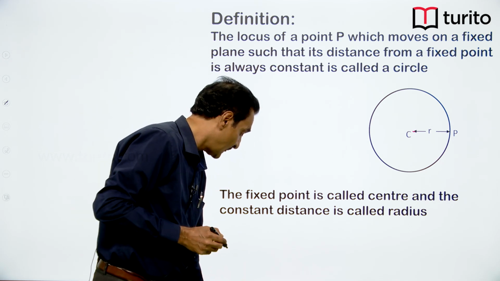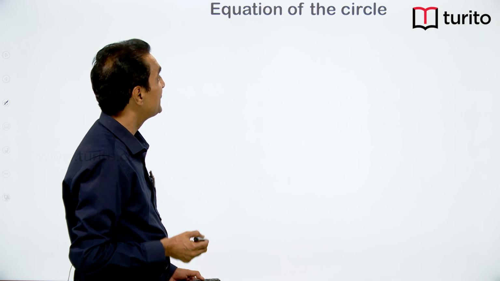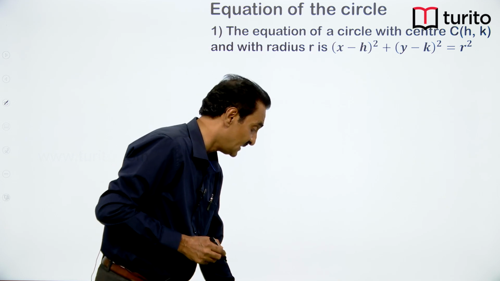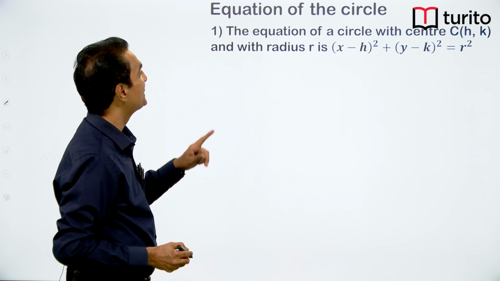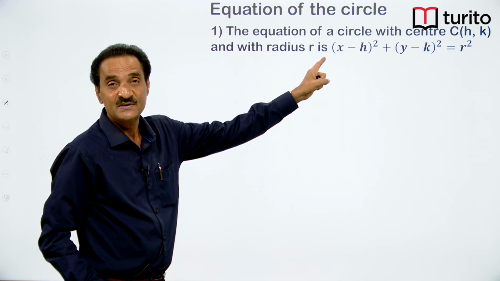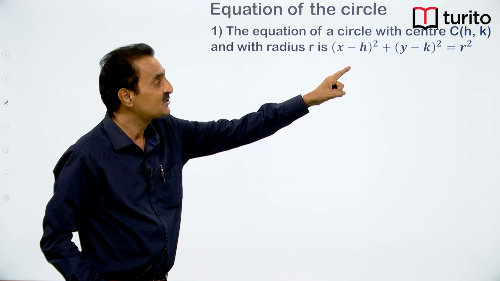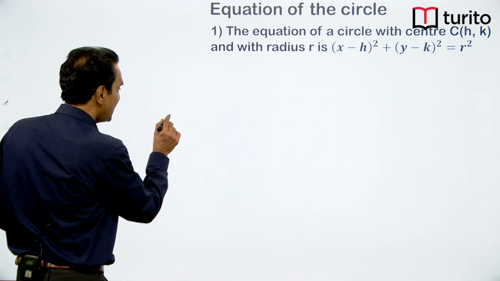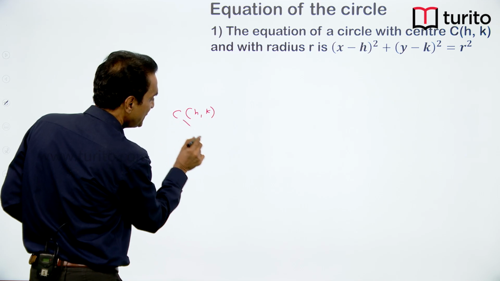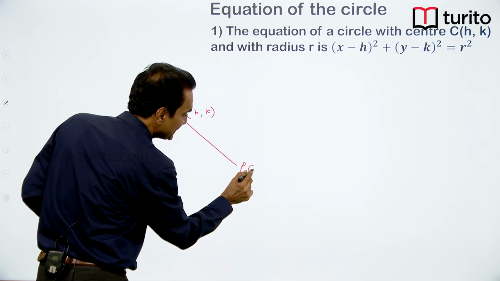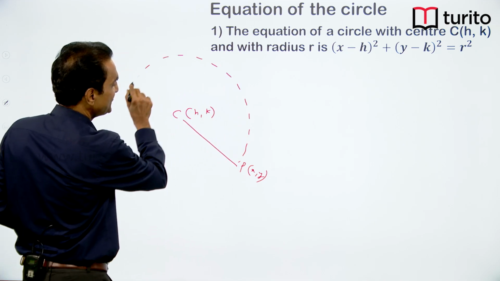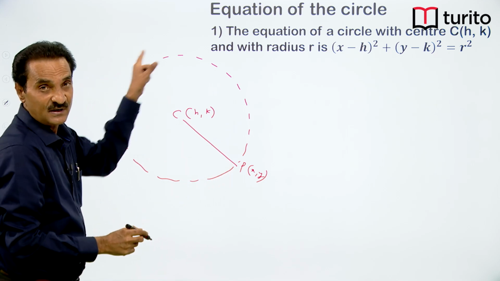Now, let us discuss finding the equation of a circle. The equation of a circle with center C (h, k) and with radius R is given by the formula (x minus h) whole square plus (y minus k) whole square is equal to R square. If you take center C (h, k), if a point P, say (x, y), is always at a constant distance R from C, the path of P is a circle.